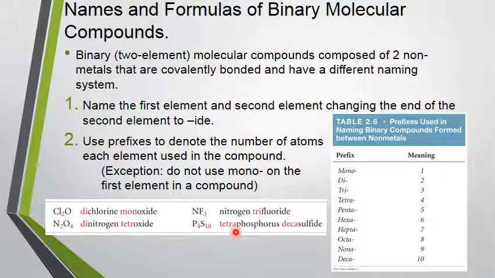And this last one, tetraphosphorus decasulfide. So these ones are special because they tell us exactly how to write the formula from the name, because there's no charges here to crisscross, so we can't really predict what the formula would be unless we have those prefixes there. So that's a really important part of this.